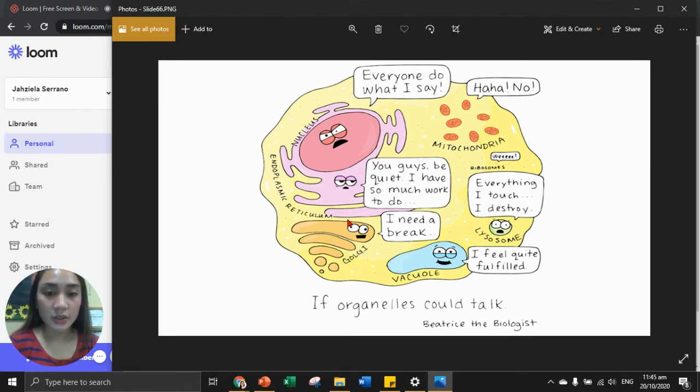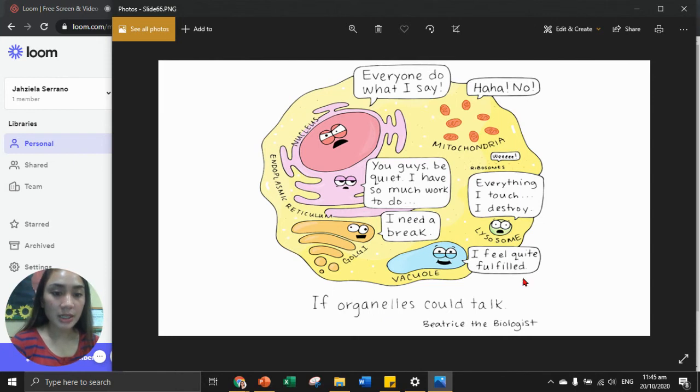Okay? And then Golgi apparatus says, I need a break because it's the one that packages, no? Packaging center siya. What else ang function niya? It produces two, which is lysosome and peroxisome. Pinaka main function niya is to remove or metabolize, detoxify all the substances that the cell doesn't need. So sabi nga dito ni lysozyme, this guy, everything I touch, I destroy.